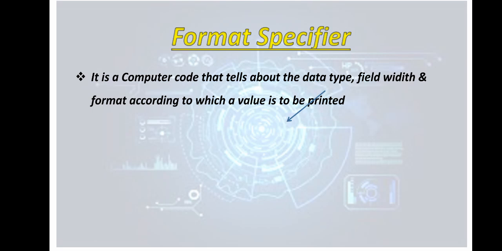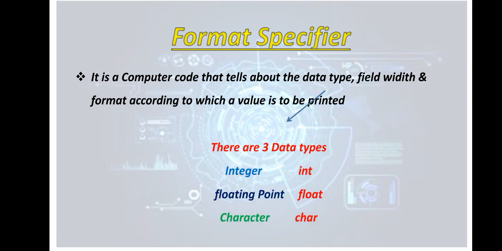What is the data type here? There are three data types. Integer is represented with int, floating point is represented with the word float, and character is represented with char. For integer we use the format specifier %d, for float we use %f, and for character we use %c. So the data types are integer, float, and character, and the format specifiers are %d, %f, and %c.